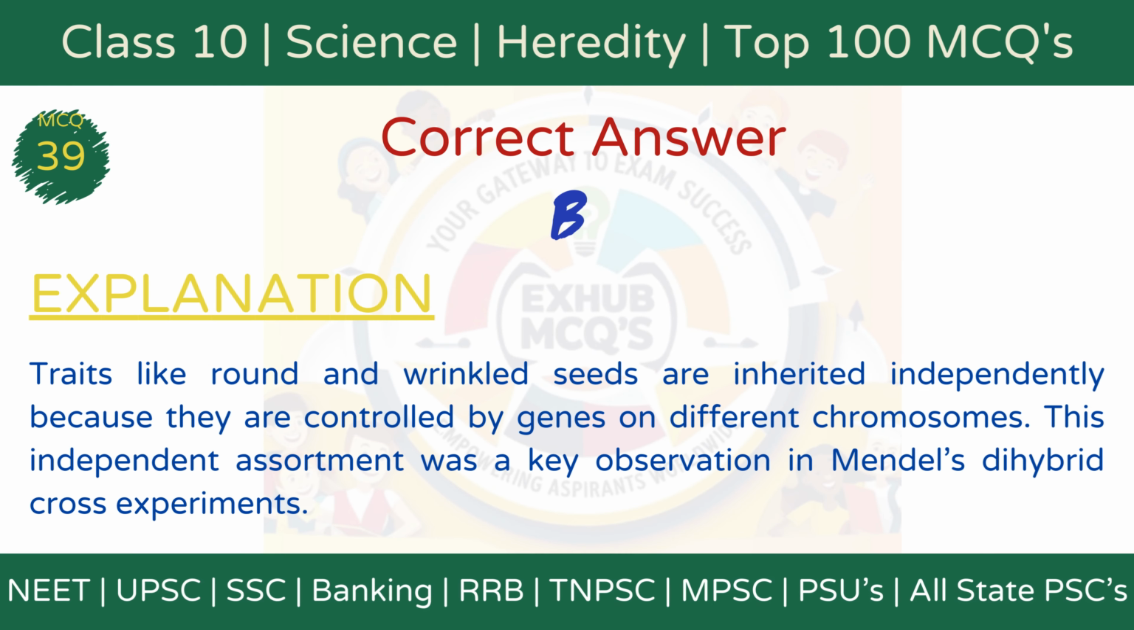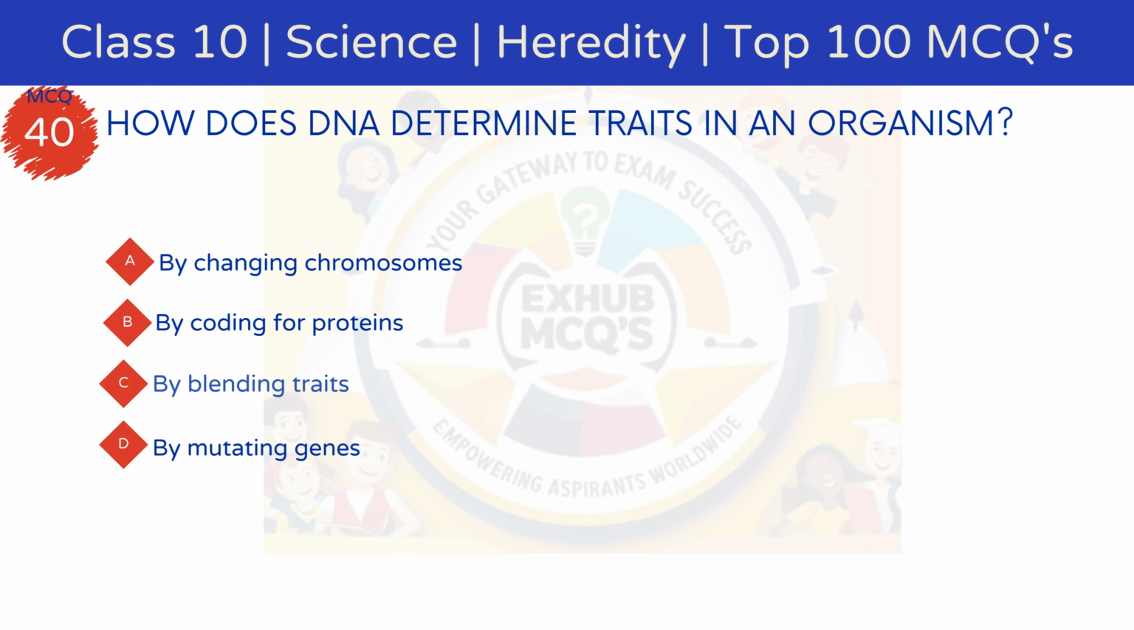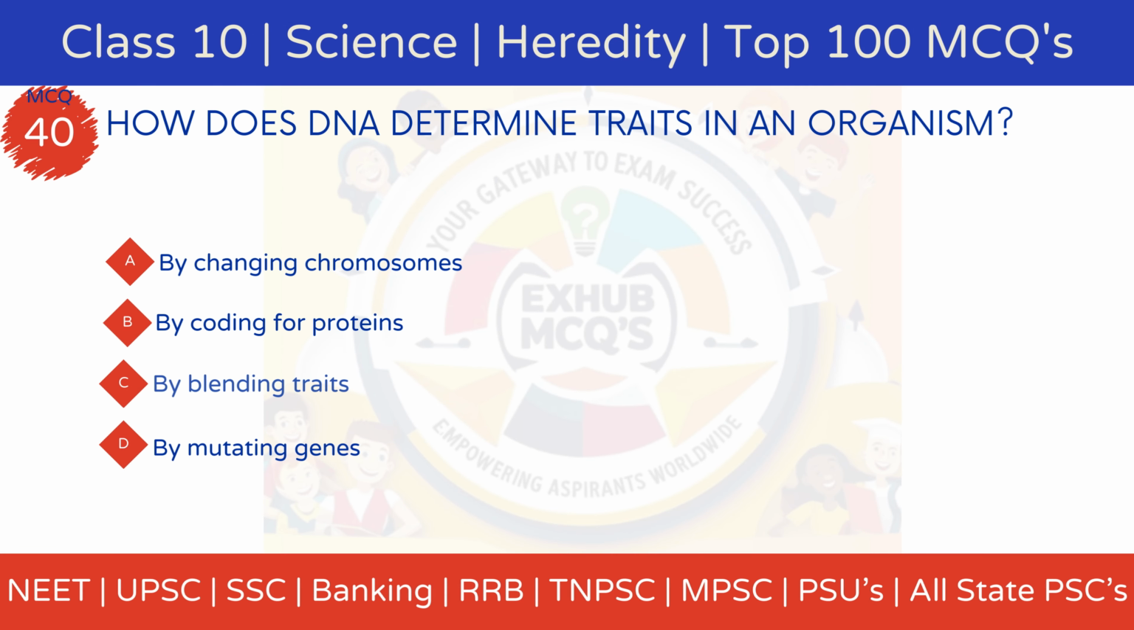The correct answer is option B, they are controlled by unlinked genes. Explanation. Traits like round and wrinkled seeds are inherited independently because they are controlled by genes on different chromosomes. This independent assortment was a key observation in Mendel's dihybrid cross experiments. 40. How does DNA determine traits in an organism? Option A, by changing chromosomes. Option B, by coding for proteins. Option C, by blending traits. Option D, by mutating genes.